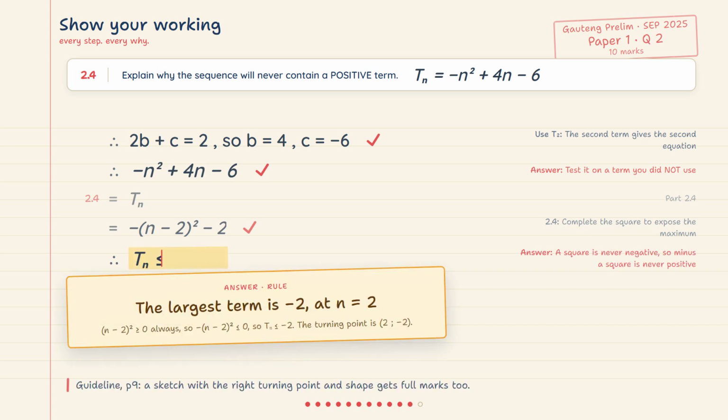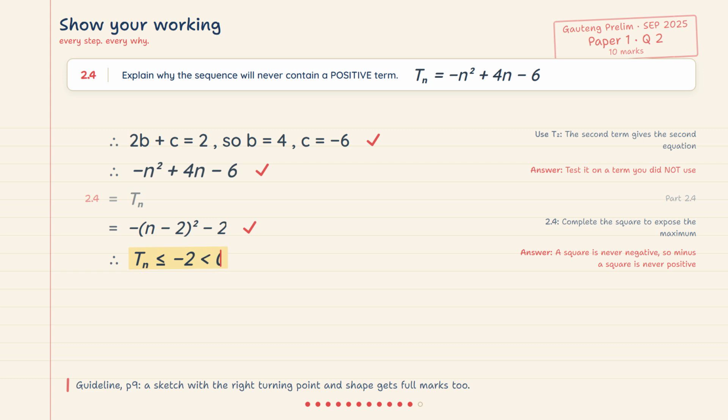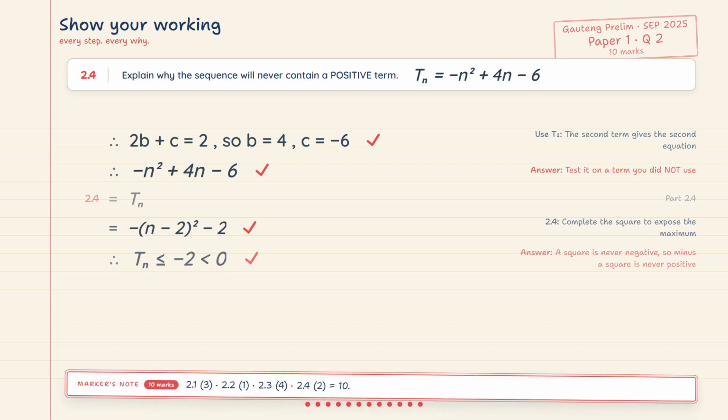Now read it. N minus 2 squared is a square, and a square is never negative. The smallest it can ever be is 0, when n is 2. So minus that square is never positive, and the whole thing is at most 0 minus 2, which is minus 2. The biggest term this sequence ever reaches is minus 2, and minus 2 is below 0, so there is no positive term, and there never will be. The guideline also accepts a sketch, as long as it shows the turning point at 2, minus 2, and opens downward.